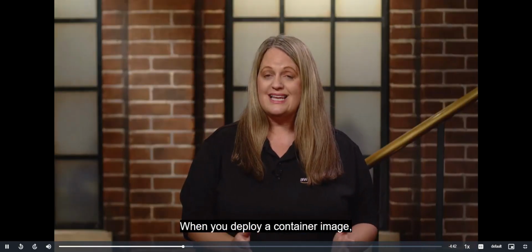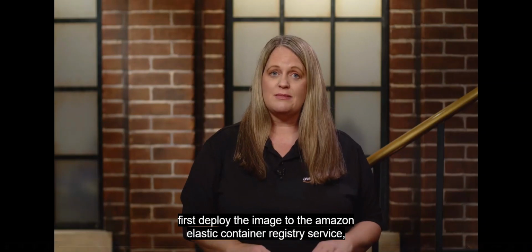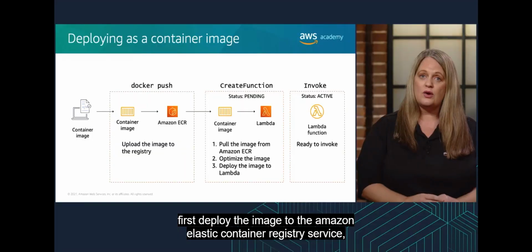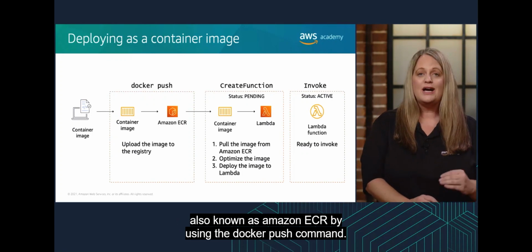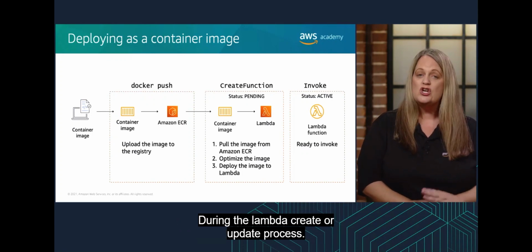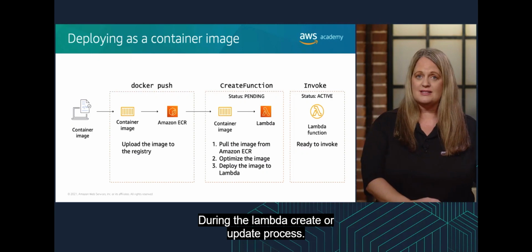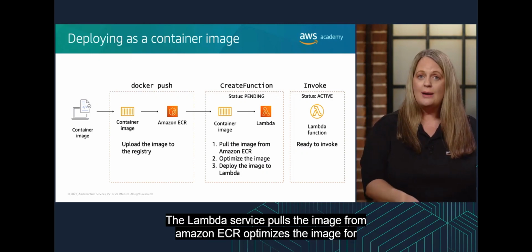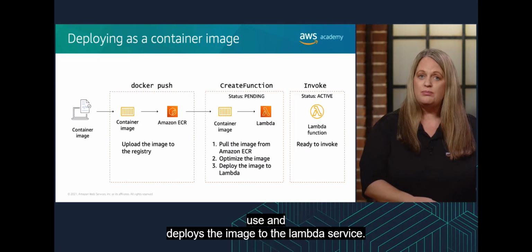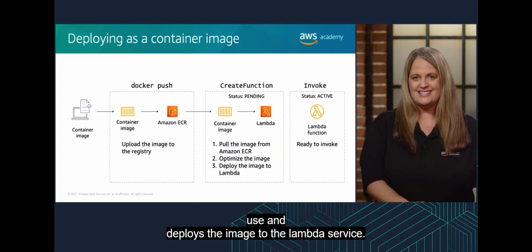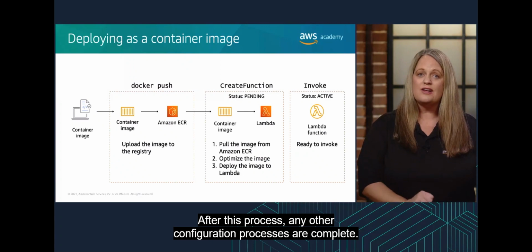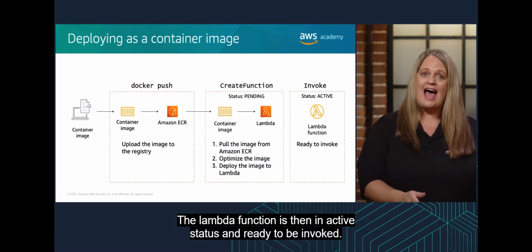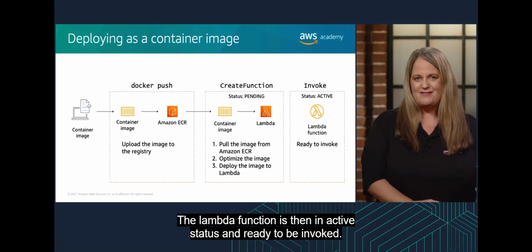When you deploy a container image, first deploy the image to the Amazon Elastic Container Registry Service, also known as Amazon ECR, by using the Docker push command. During the Lambda create or update process, the Lambda service pulls the image from Amazon ECR, optimizes the image for use, and deploys the image to the Lambda service. After this process, any other configuration processes are complete. The Lambda function is then in active status and ready to be invoked.